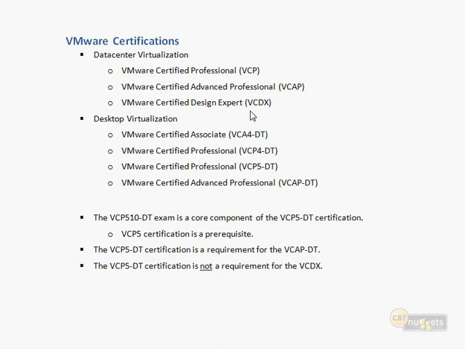So as you can see, there's sort of an alignment here, starting with VCP and then moving down the road, the server path or the desktop path, for where your certification roadmap may lie. A lot of options there for you.